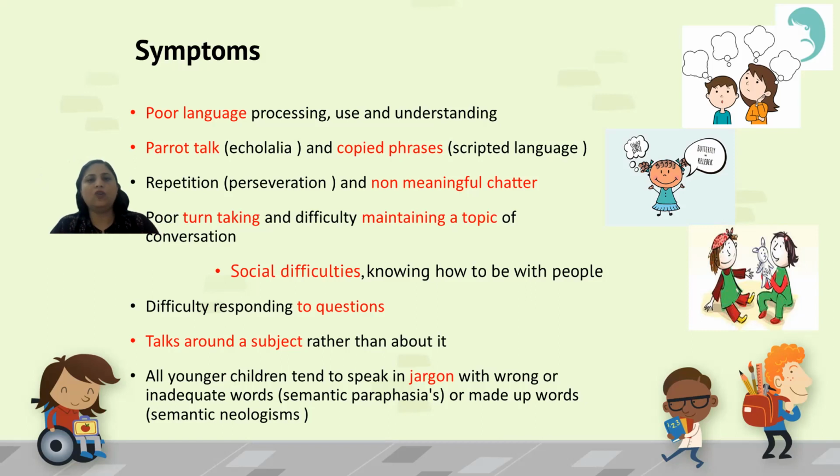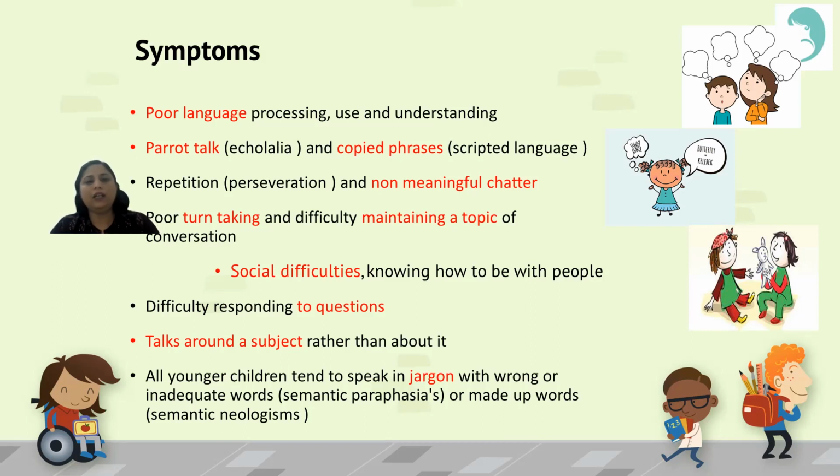Social difficulties, not knowing how to be with people. So if there is a child, they may not share their toys, they may not talk to the child, they will run away from the social group or peer group. They will not know how to be in groups. Difficulty responding to questions. So WH questions like how, when, what, where, who. They will not be able to tell these answers to you if you tell them a story or show them a picture and ask, who is going with the child, or where is mama going with the baby. They will not be able to tell you that. They will just probably tell you what it is.